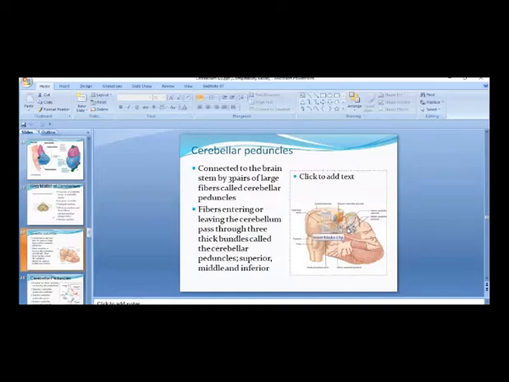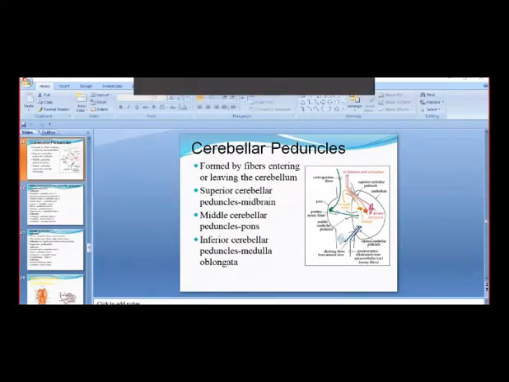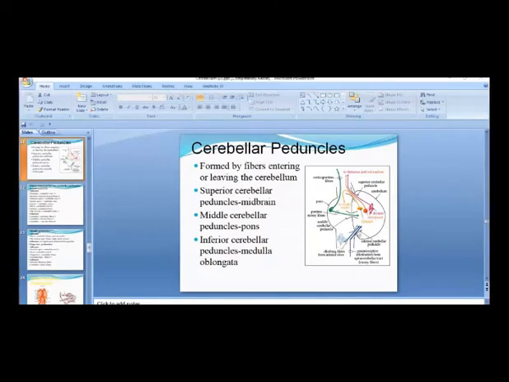So just remember, the superior cerebellar peduncle connects the cerebellum with the midbrain. The middle cerebellar peduncle connects the cerebellum with the pons. Whereas the inferior cerebellar peduncle connects it to the medulla oblongata.